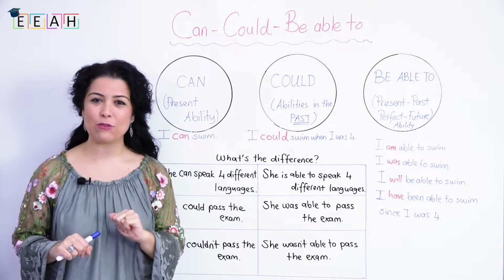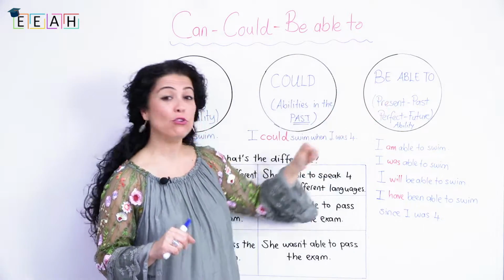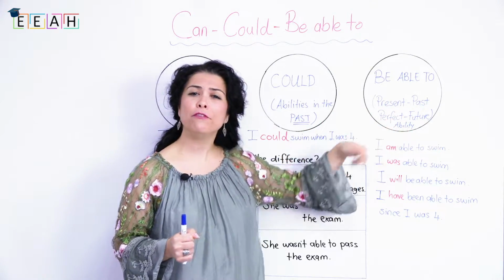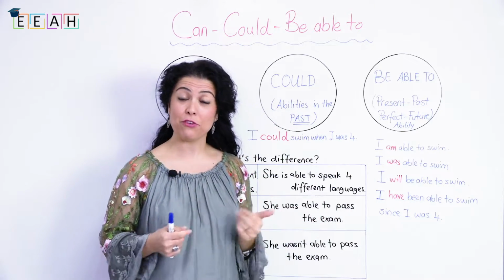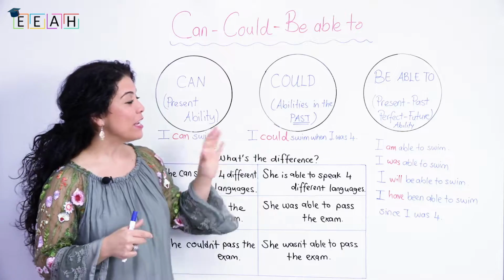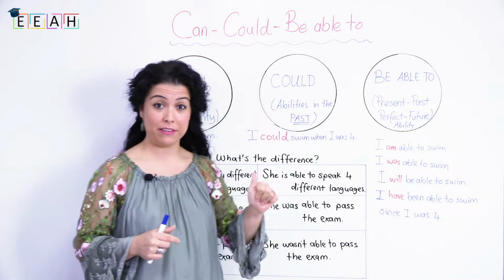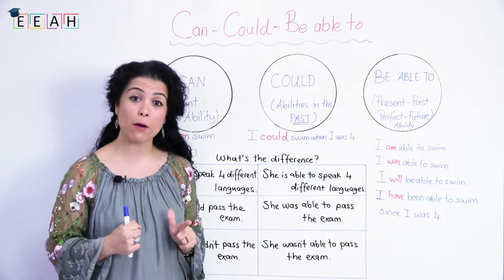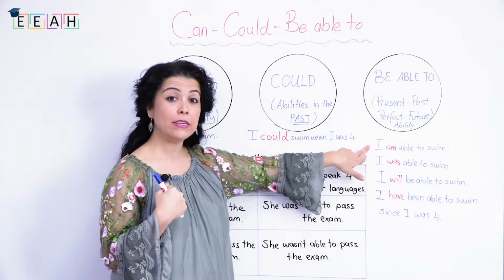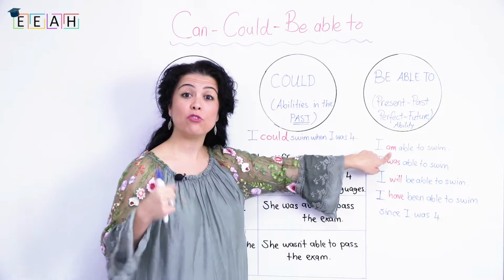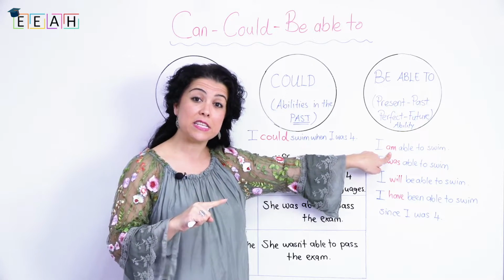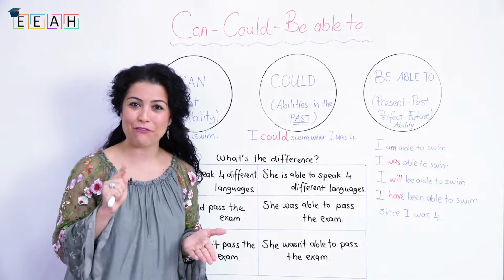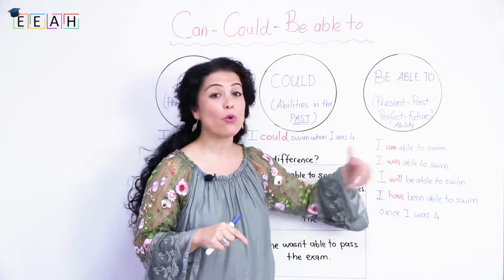Be able to is the next one. We use be able to talk about present, past, perfect, and future abilities. So it has many different functions, right? Here we go. If you are talking about a present ability, then the auxiliary be changes form depending on the subject. If you say I, then it is am. If you say he, it is. They are. All talking about present ability, don't forget. So, I am able to swim.